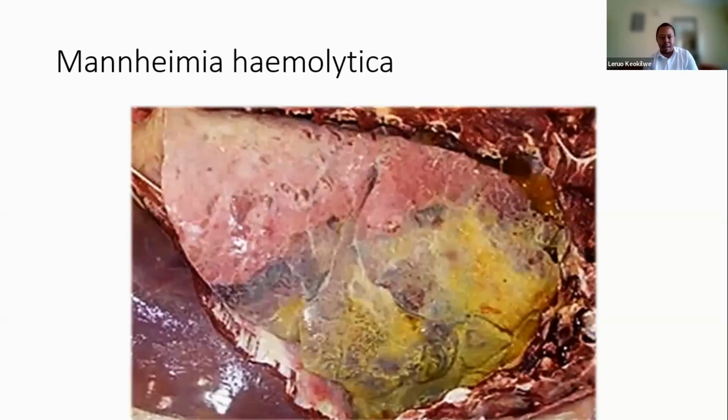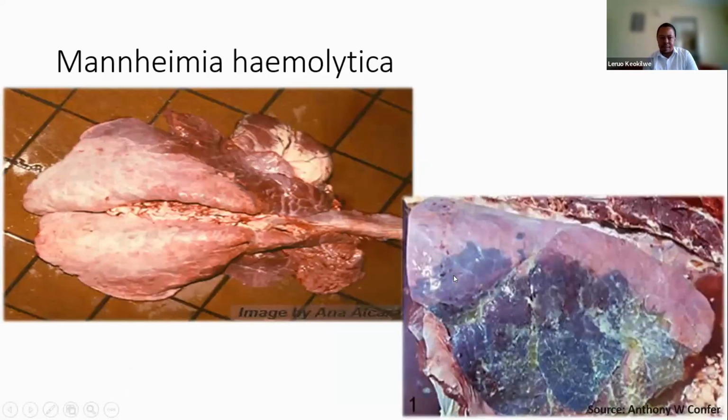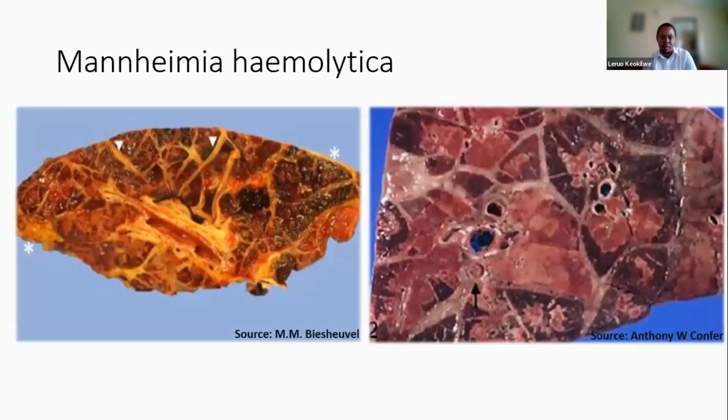And this is another picture showing Mannheimia hemolytica with the pleuritis there and pleural effusion. And then we can see an area of consolidated lung under the pleuritis. These pictures we have seen before. They are also Mannheimia hemolytica, and we will move on.